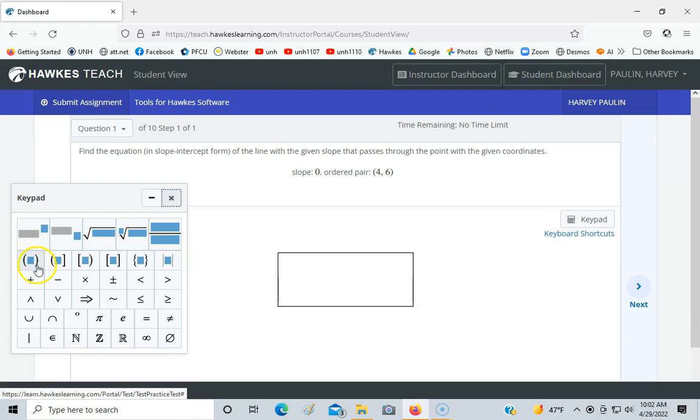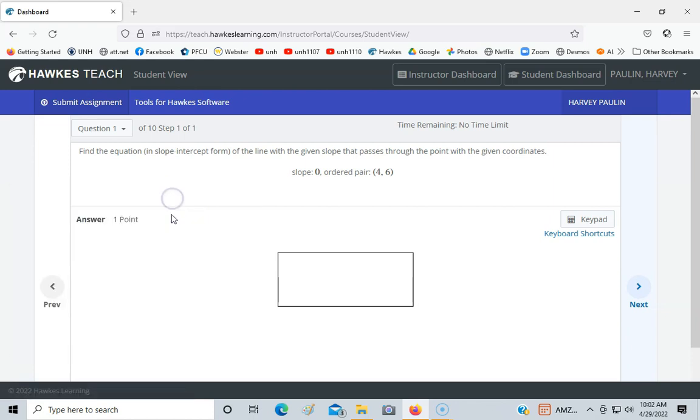Now here, parentheses in a bracket, bracket in a parentheses, two brackets, two braces, the absolute sign, and these are pretty much self-explanatory. And in this course, you don't get to use them all, but these are the ones that are featured. Okay, now for this one, I'll close that.